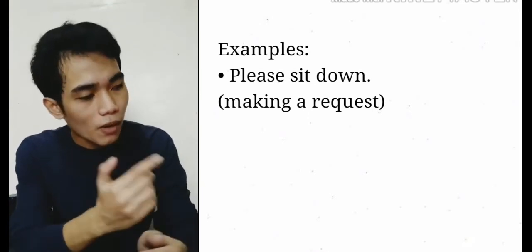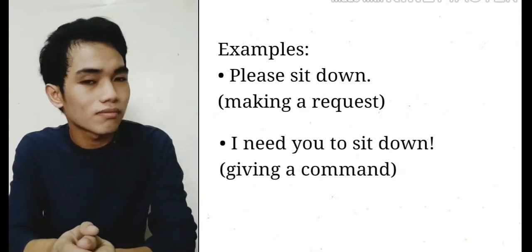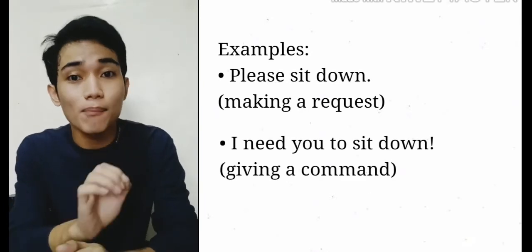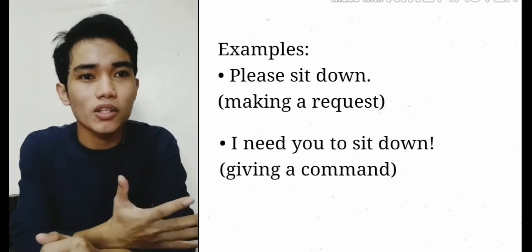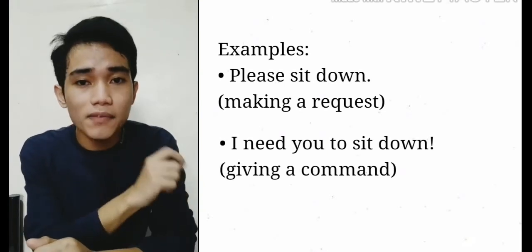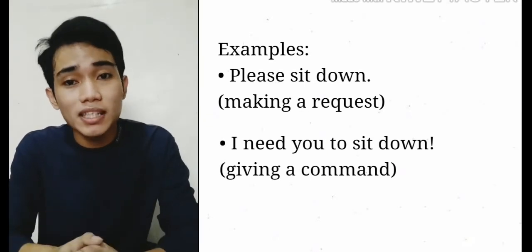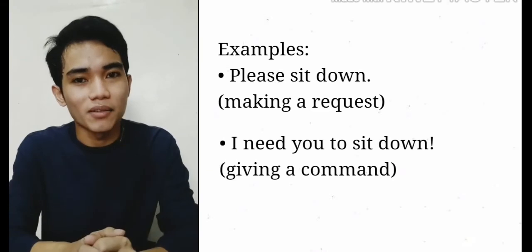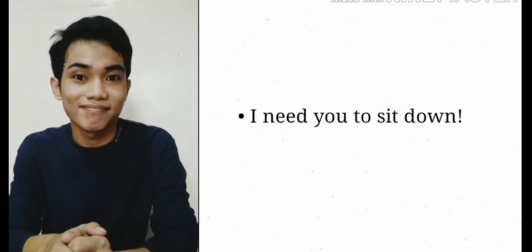For our next example, we have, I need you to sit down! So you are commanding someone to sit down or something to sit down. Maybe it's an animal or maybe it's a human. As you can see, we have an exclamation mark, because you are commanding something to sit down. Again, I need you to sit down! That's the second type of sentence.